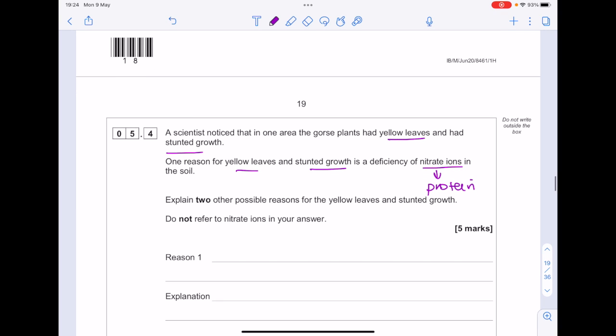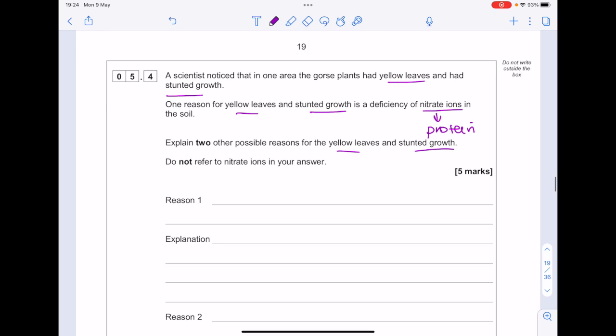Explain 2 other possible reasons for the yellow leaves and stunted growth. Do not refer to nitrate ions in your answer. Okay, so what else causes yellow leaves? Well, that's a magnesium deficiency. Why would that cause yellow leaves?